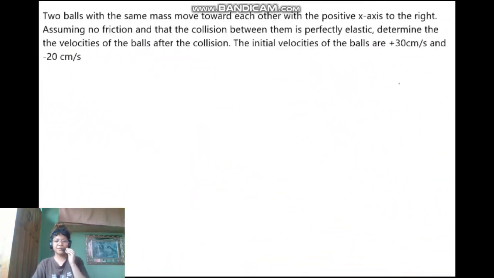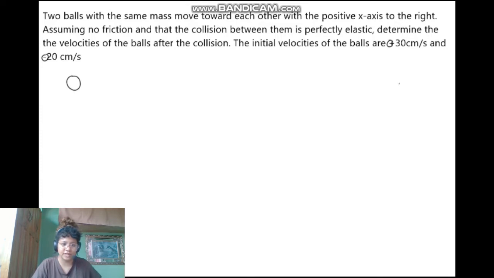Two particles with the same mass move towards each other, with the positive x-axis to the right. Assuming no friction and the collision between them is perfectly elastic, determine the velocities of the balls after the collision. The initial velocities of the balls are positive 30 centimeters per second and negative 20 centimeters per second. So the signs you're seeing right here pertain to the direction of the ball.